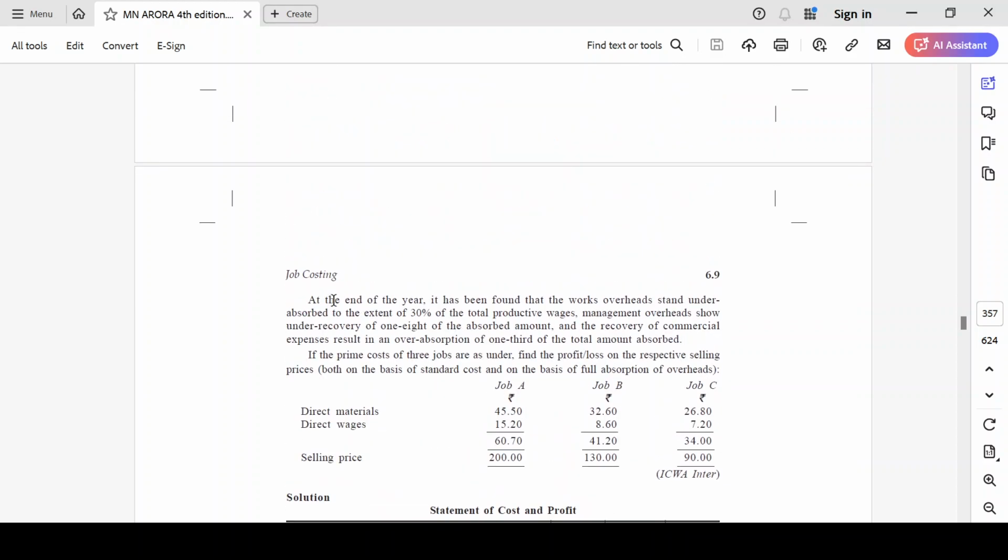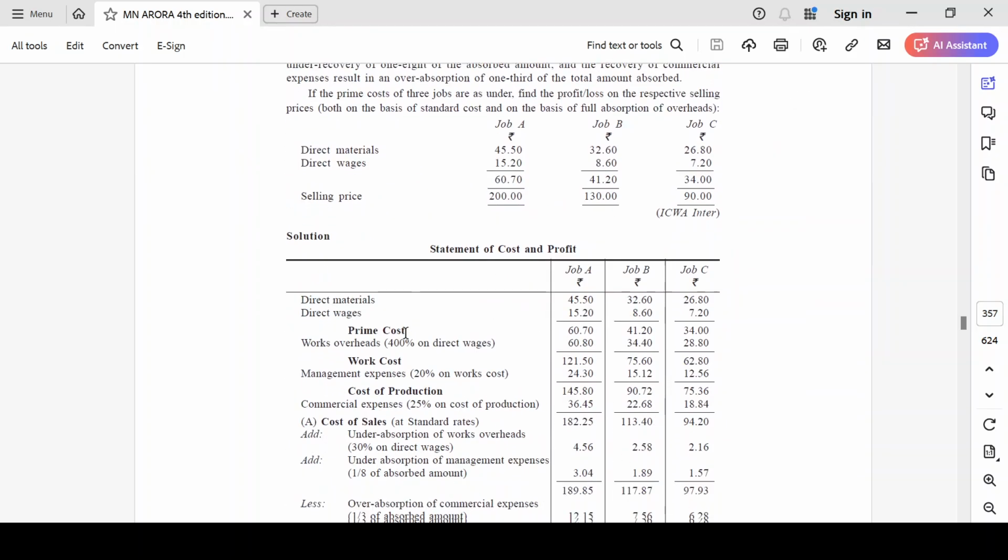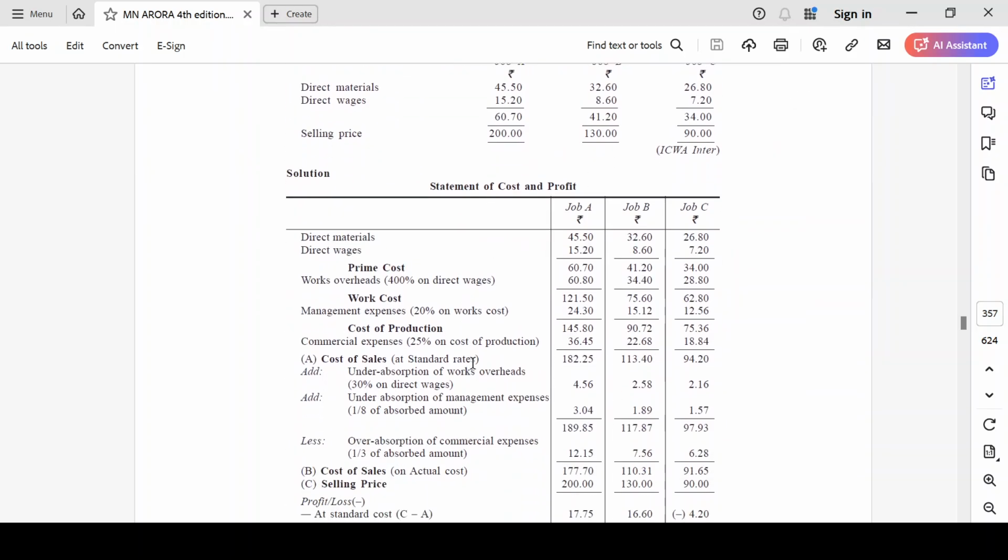Similarly, management overhead shows under recovery. Same thing as under absorption, of 1/8 of the absorbed amount. 1/8 of the absorbed amount, which is management expenses 24.30, 24.30 into 1 divided by 8 would be under absorption of management expenses. Now you will add it again. Under absorption, you will add it.